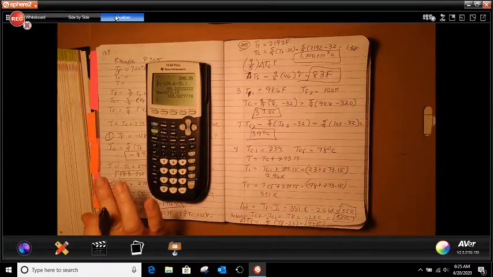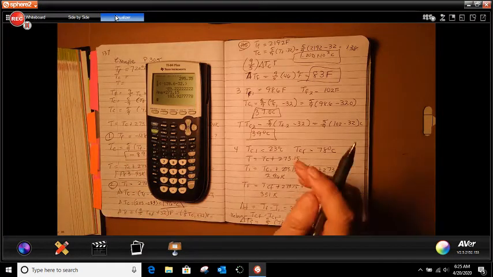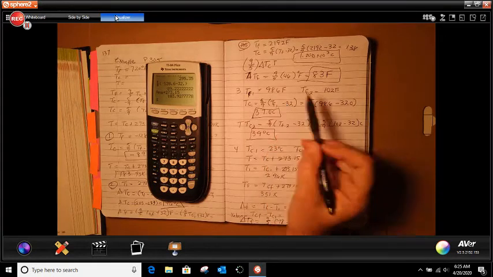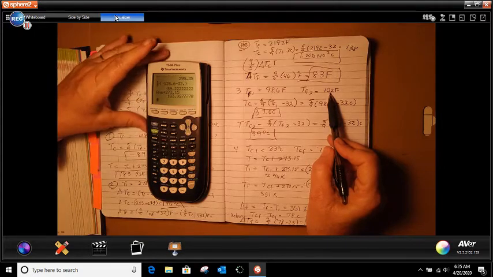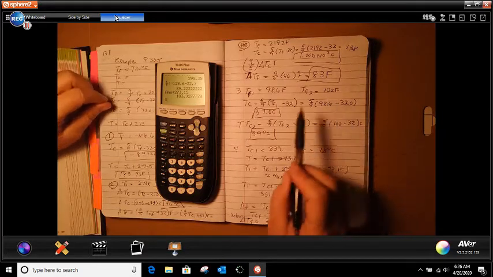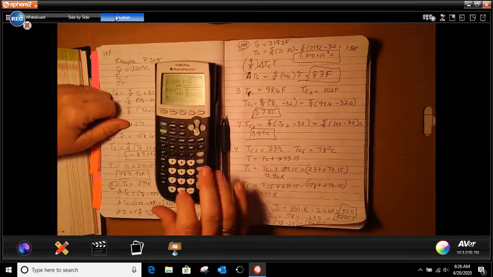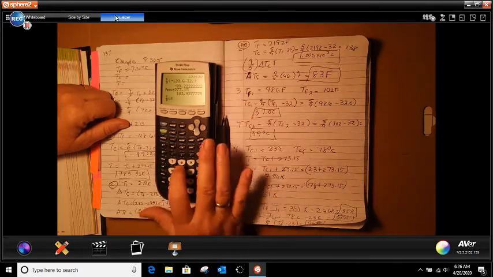Number 3. Number 3 says a normal human body is 98 degrees Fahrenheit. A person with a fever records at 102 degrees Fahrenheit. Express the temperature in Celsius. So the only thing we have to do here is take our 5/9 again. So that's Alpha Y enter, 5/9, and then open bracket.